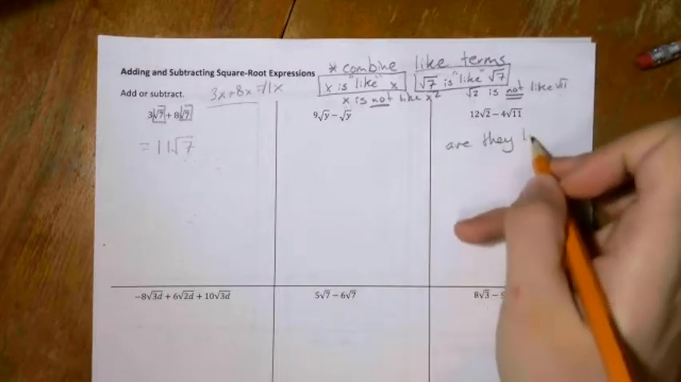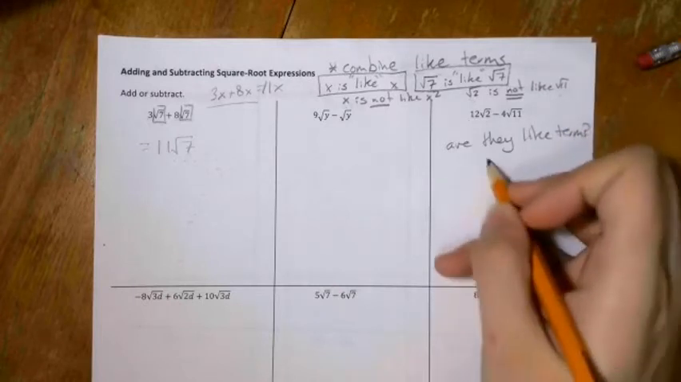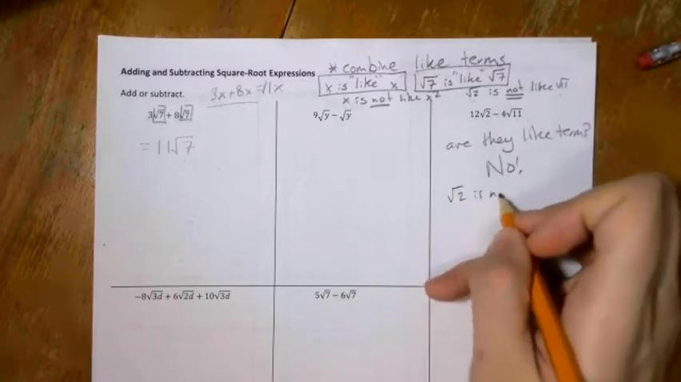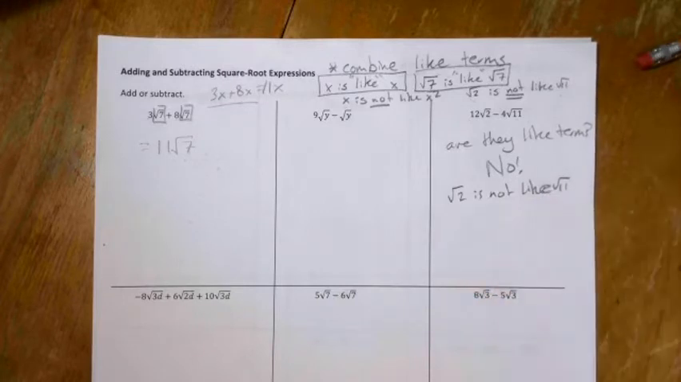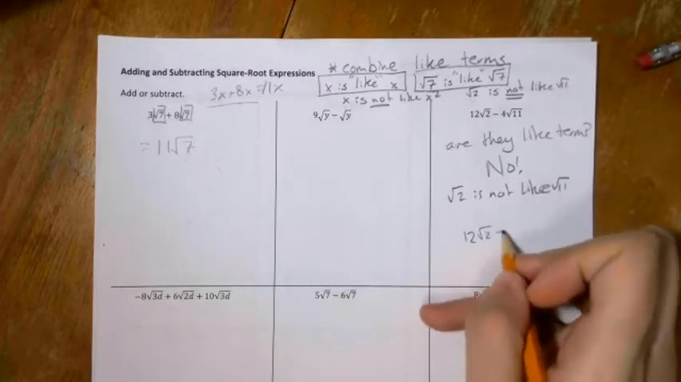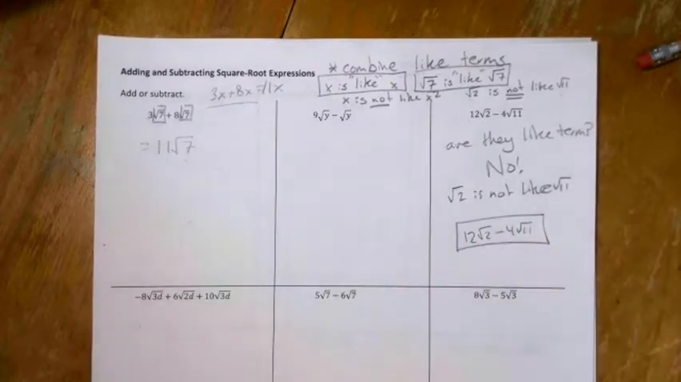Are they like terms? No, they are not. Root 2 is not like root 11, excuse me. It's not like root 7 either, though. So the simplest this can go is 12 root 2 minus 4 root 11. We cannot combine. That's as simple as it gets.